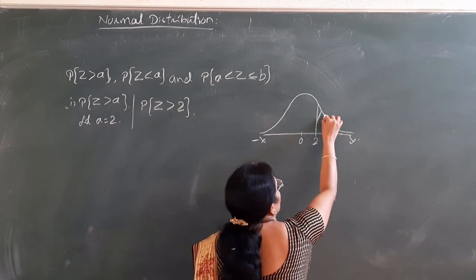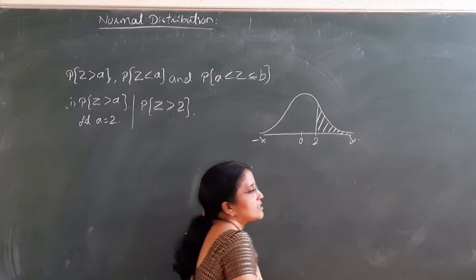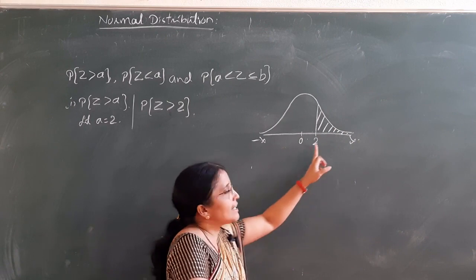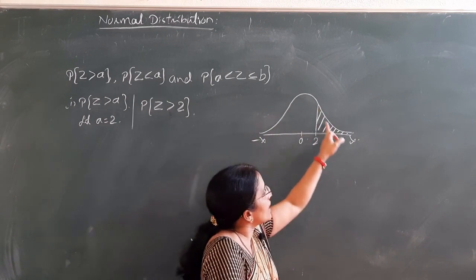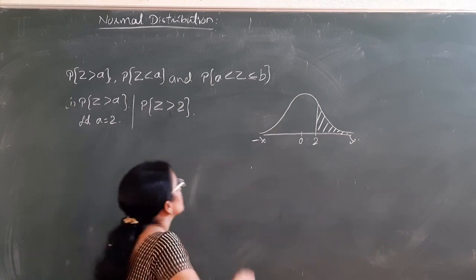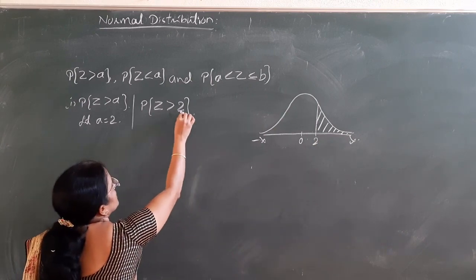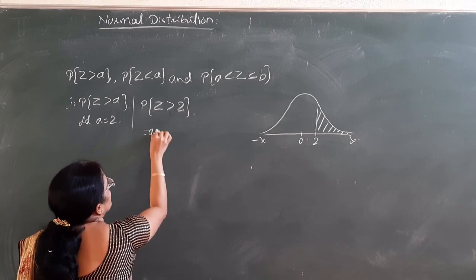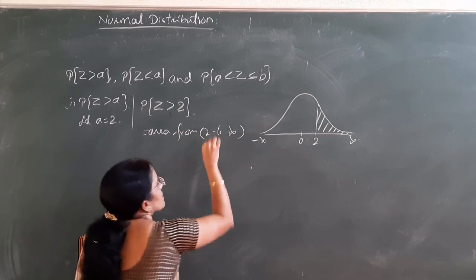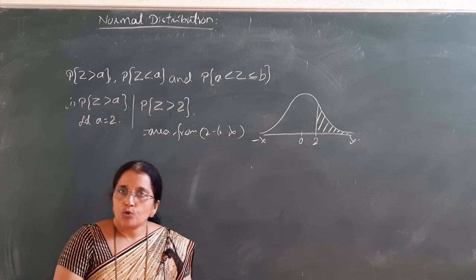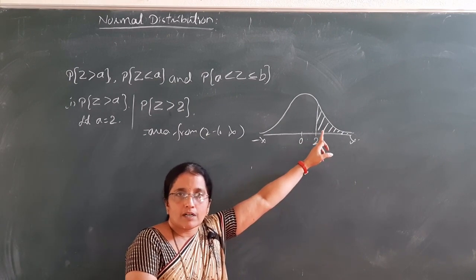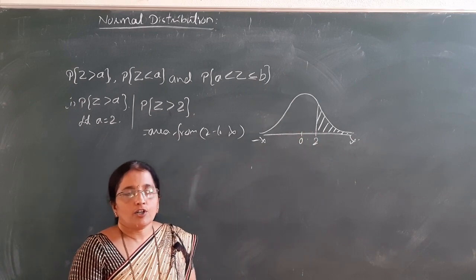So this shaded region indicates z is greater than 2, that is 2 to infinity, and we can read it as the area under the standard normal curve from 2 to infinity. So we can write this as probability of z is greater than 2, which is equal to area from 2 to infinity. This is how to write area from 2 to infinity, and this area can be read from tables of areas under the standard normal curve.